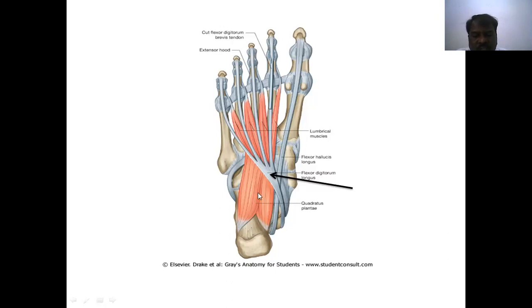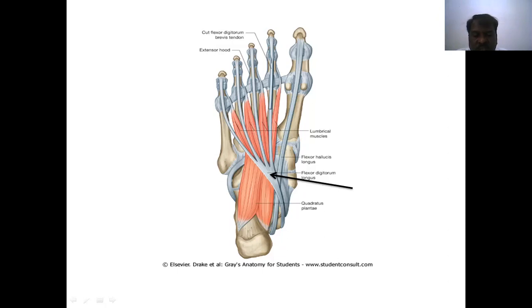Next is another muscle here, quadratus plantae. Quadratus plantae is an accessory muscle. It has two heads. One head takes origin from the medial side of the calcaneum, whereas the lateral head takes origin from the lateral side of the lateral tubercle of the calcaneum. These two unite together and go into the flexor digitorum longus tendon. This is how we can identify the second layer muscle.